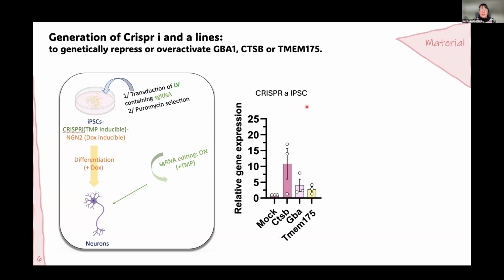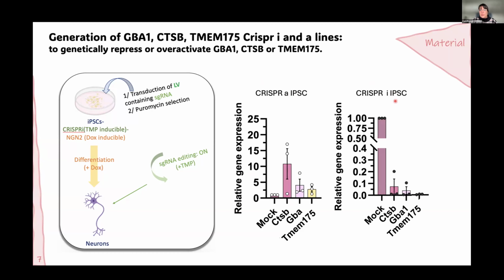So here I show you the result on the iPSC CRISPR-A. I look at the relative expression compared to the control, which is a non-targeting small guide RNA. And you can see for CTSB, GBA, and TMEM175, there is an increase of the relative expression in the CRISPR-A. And for the CRISPR-I, also in the iPSCs, you can see a relative decrease of CTSB, GBA, and TMEM175 compared to the control mock.